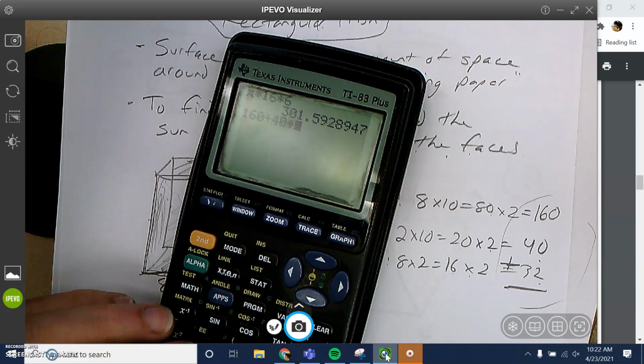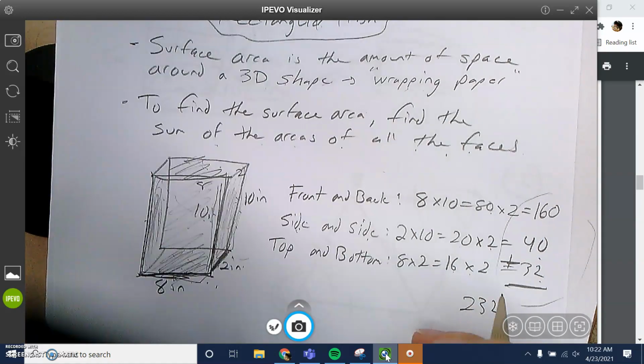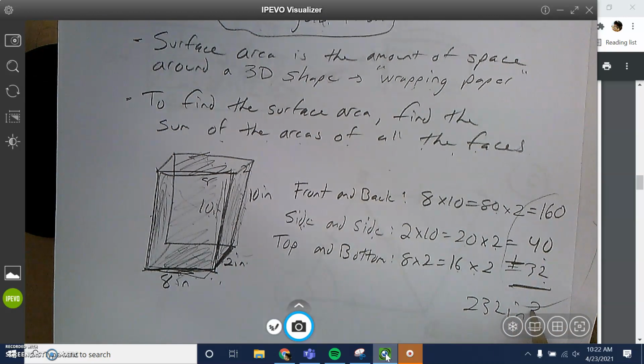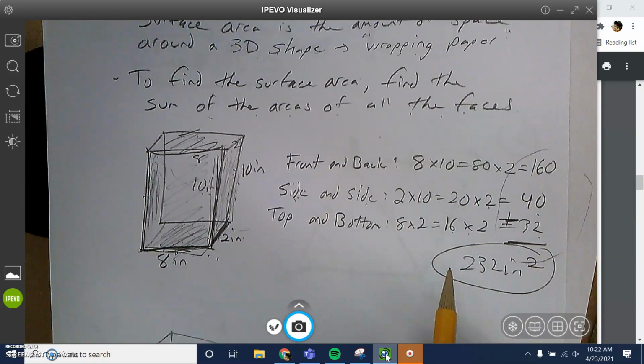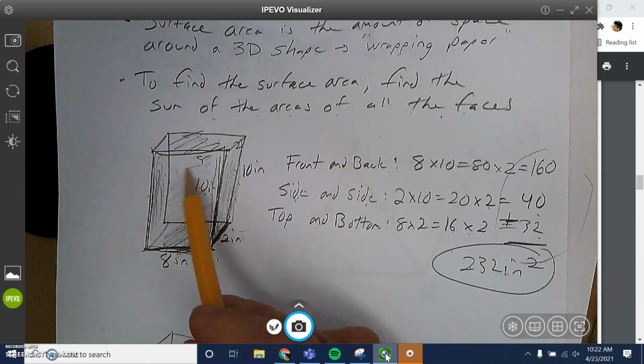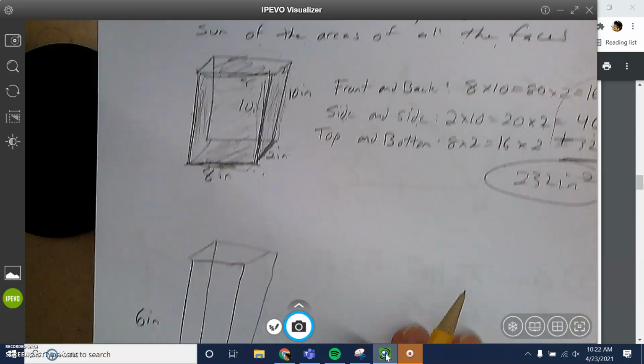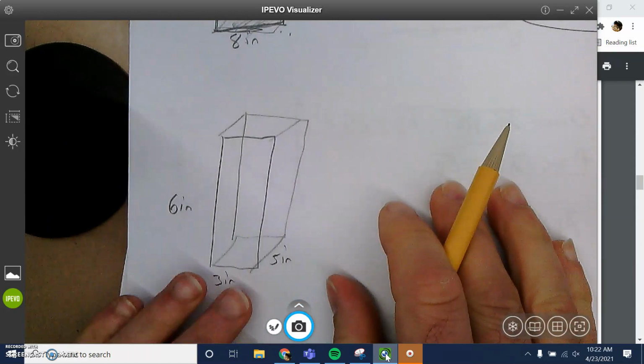160 plus 40 plus 32, which is 232, and since it's area, it's just going to be inches squared on the outside. So if I wanted some wrapping paper to wrap this up, I need 232 square inches of wrapping paper to wrap the whole box up. All right, let's try another one. Write this one down. Here we go.